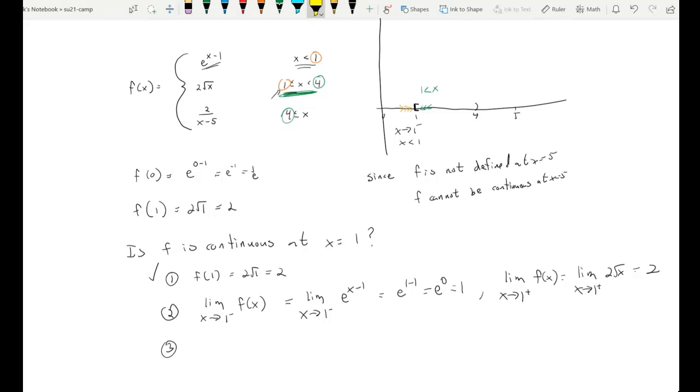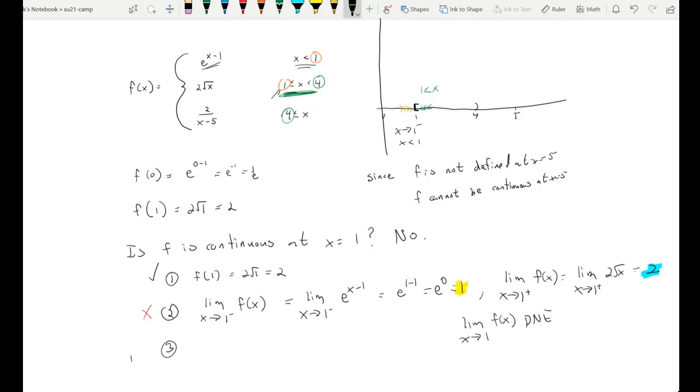The limit from the left is 1, but the limit from the right is 2. So the two one-sided limits are not equal. Very good. Therefore, the limit does not exist. So the limit as x approaches 1, without saying which direction, in general does not exist. So then we see that the second condition doesn't hold. Therefore, f is not continuous at 1. So the answer is no.